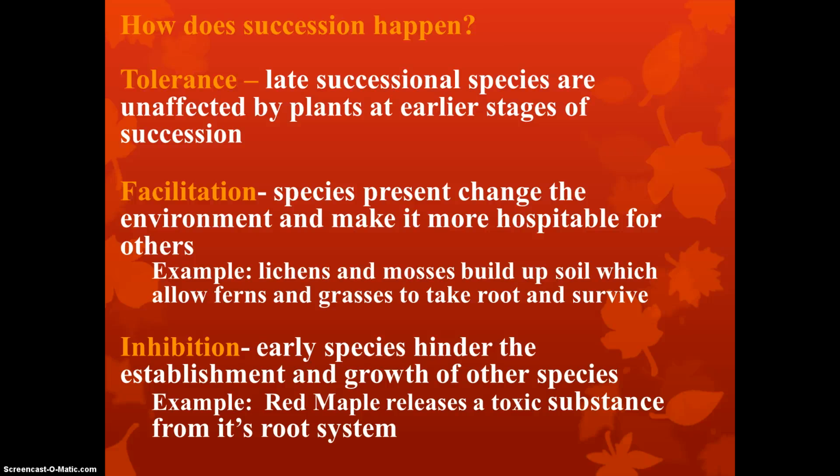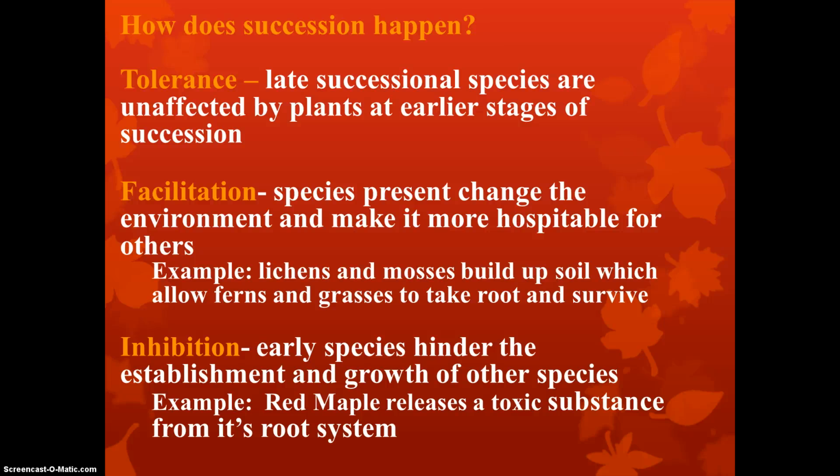Facilitation is extremely important. This is when an early species changes the environment to make it more hospitable for others. This is what the lichen does. Lichens and moss go in and establish life on places where there was no soil, there was no life. And by living and dying and breaking down rock, they build up soil that can then allow ferns and grasses and other small plants to take root and live.